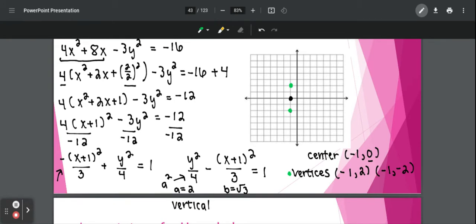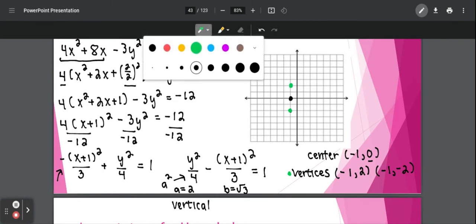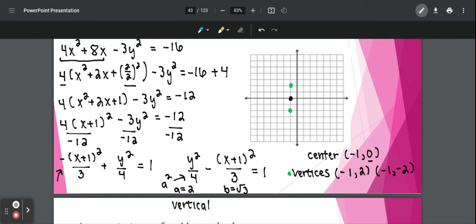And then our co-vertices are at root 3. So we know that root 3 is just a little bit less than 2, but a little bit more than 1. So if we just did a quick little sketch of where our co-vertices were, we would kind of go over here just for drawing our hyperbola, because then remember, we can draw that box around using the vertices and the co-vertices. This corner over here is not very good. And then if you were to sketch the asymptotes through there, you would have the asymptotes.